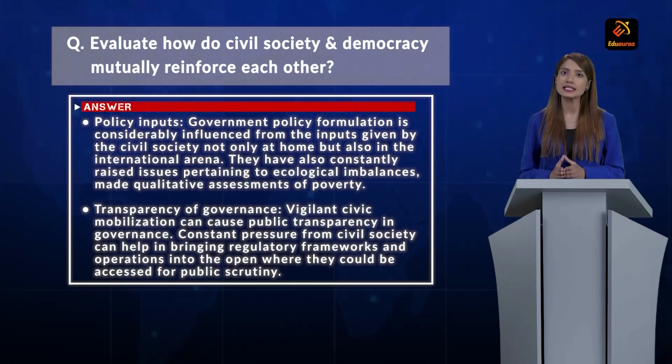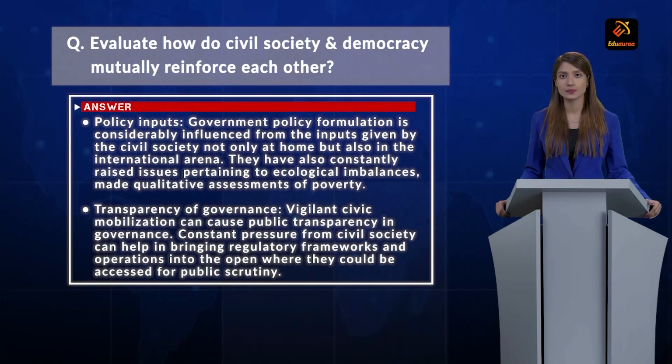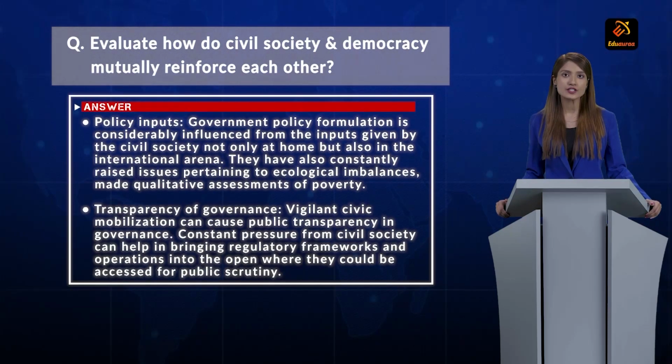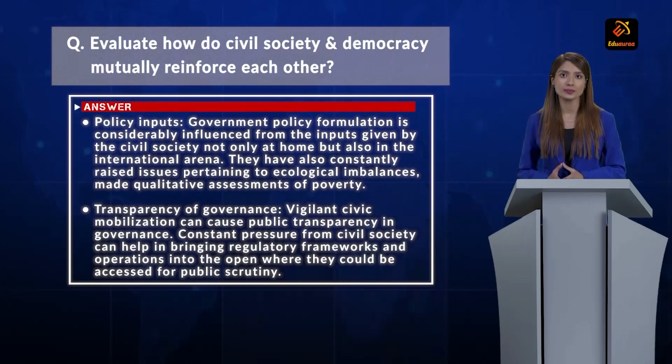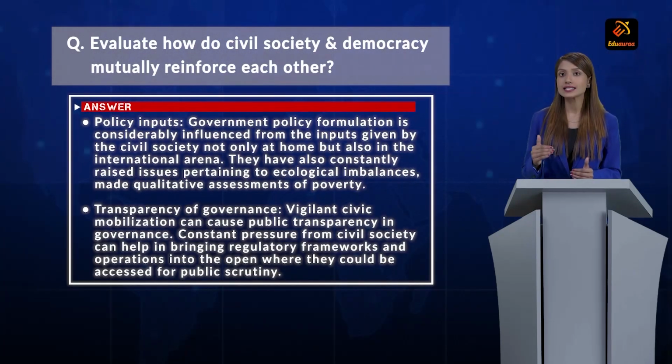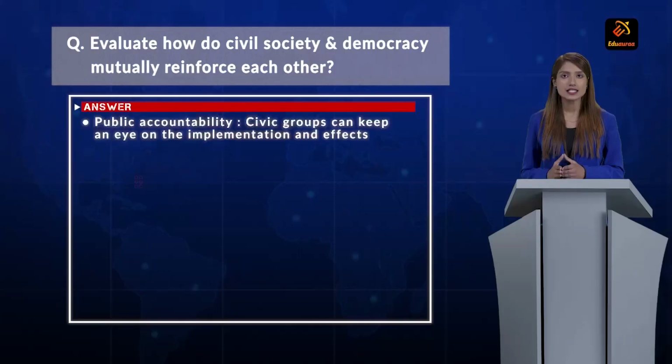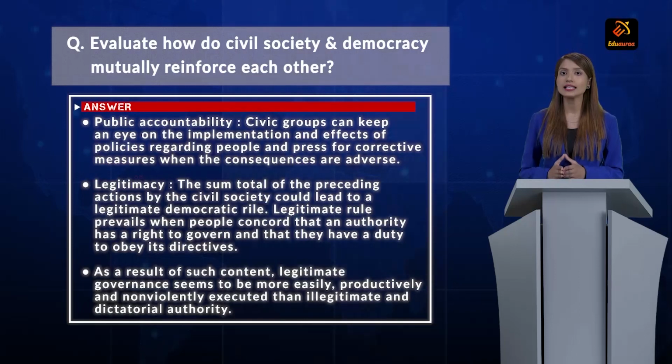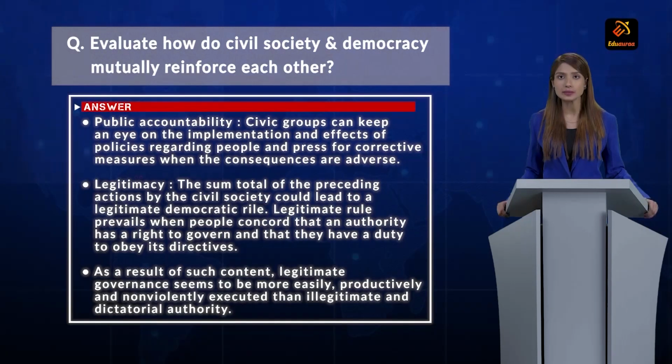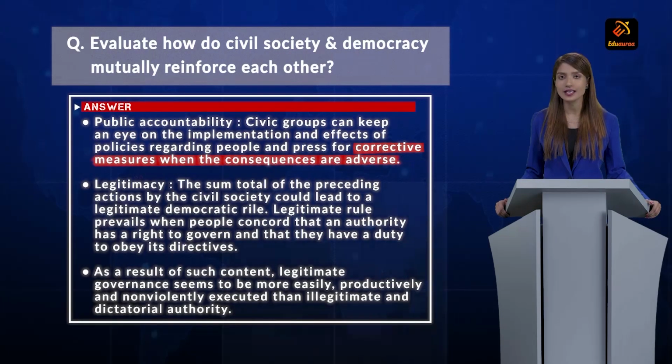Vigilant civic mobilization can cause public transparency in governance. Constant pressure from civil society can help in bringing regulatory frameworks and operations into the open, where they could be accessed for public scrutiny. Next is public accountability. Civic groups can keep an eye on the implementation and effects of policies regarding people and press for corrective measures when the consequences are adverse.